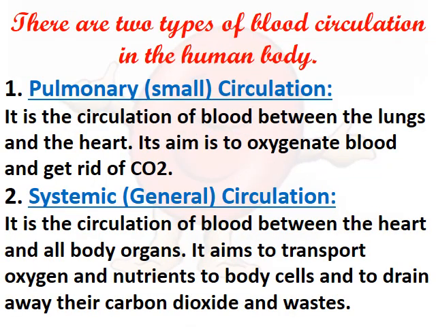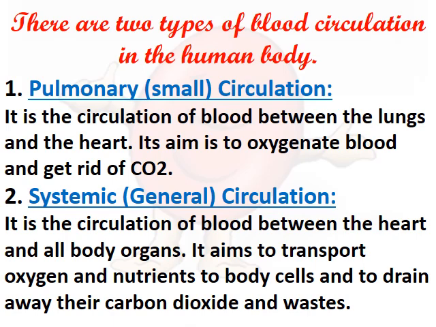We have two types of circulation in the human body, called pulmonary circulation and systemic circulation. Pulmonary is the circulation of blood between the lungs and the heart. It aims to oxygenate blood and get rid of CO2. Oxygenate means giving oxygen to blood.